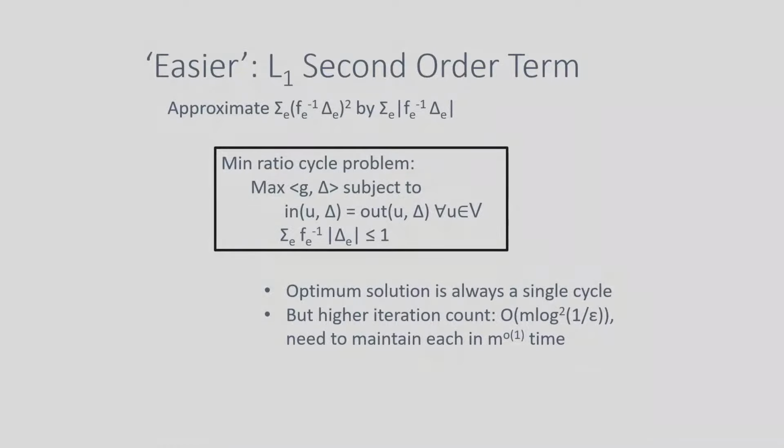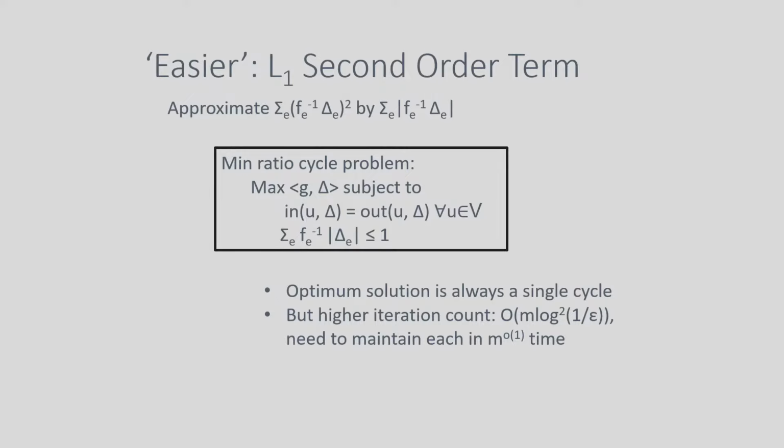To make it easier, the trick is instead of using a sum of squares, use L1. Instead of the sum of squares, you just take the sum of absolute values. And this arrives at the mean ratio cycle problem. You maximize g transpose delta, subject to delta being a circulation, and the sum of the relative changes of delta being at most 1.